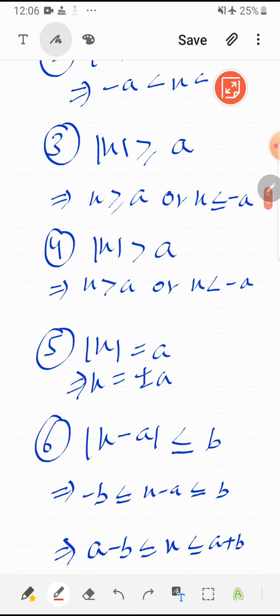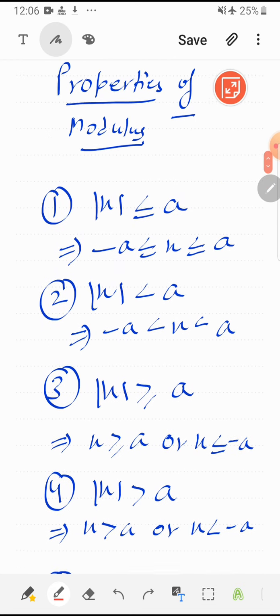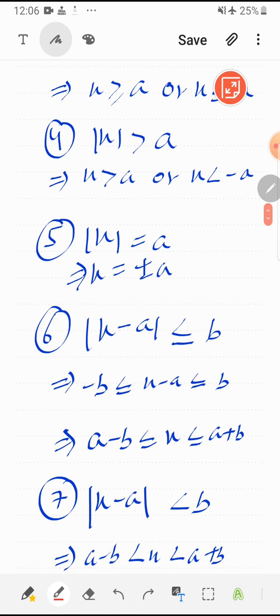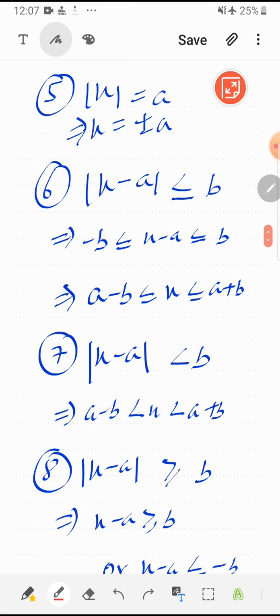Now mod of x minus a less than or equal to b. To understand this we will go to property number 1. So it's very simple. I will use property 1, that means I will treat this as x. So this is minus b less than or equal to x minus a less than or equal to b, and to find x I will add a, because minus a is there, so a minus b less than or equal to x less than or equal to a plus b. Similarly, when no equality is there, I will remove equality.